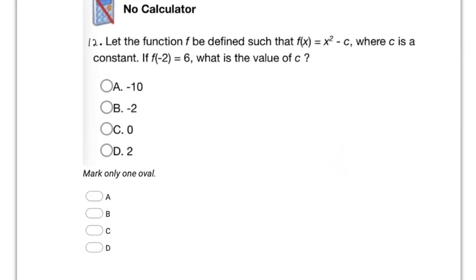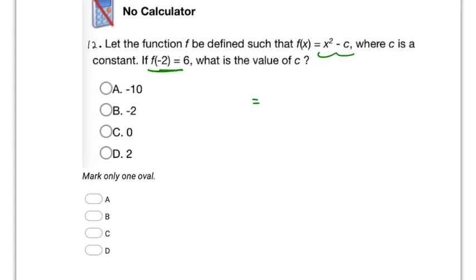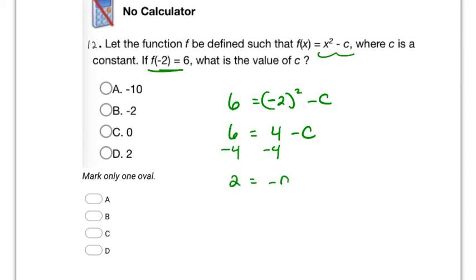And finally, number 11 here, it says figure out what c is. And they tell you that f of negative 2 is 6. And what that means is when you put in a negative 2 for x, the function should equal 6. And so you can subtract 4 for c very quickly. Looks like c equals negative 2. And you are done.